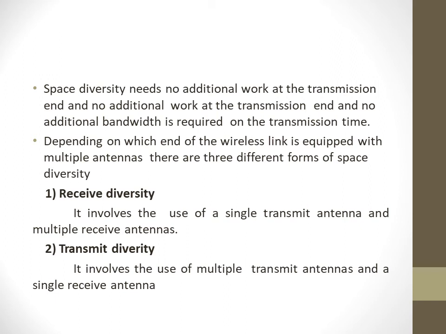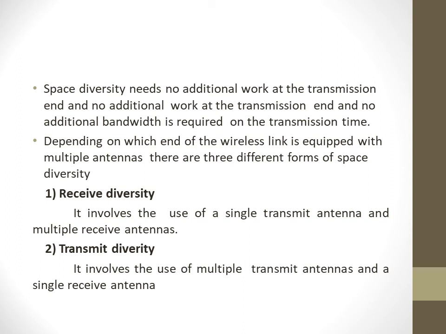Depending on which end of the wireless link is equipped with multiple antennas, there are 3 different forms of space diversity: receive diversity, transmit diversity, and both transmit and receive diversity. First, receive diversity involves the use of a single transmit antenna and multiple receive antennas. Here, there are multiple receive antennas and only a single transmit antenna.